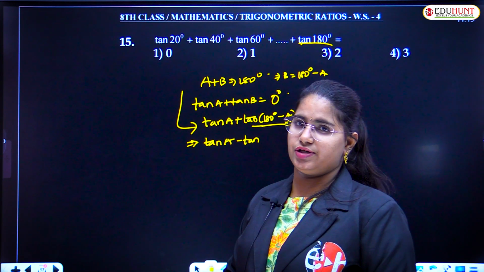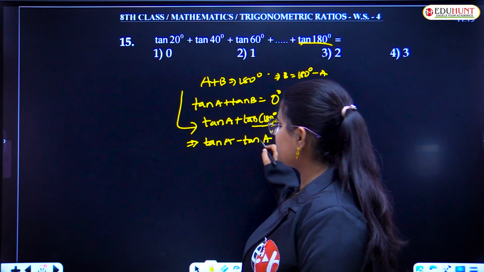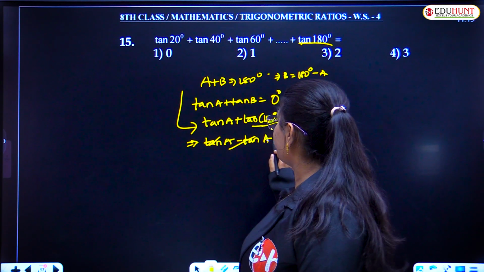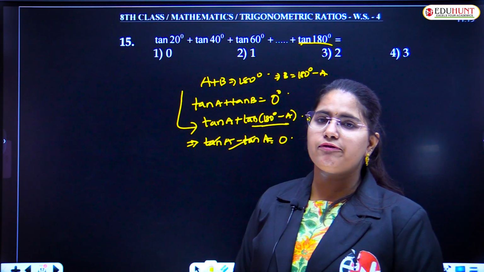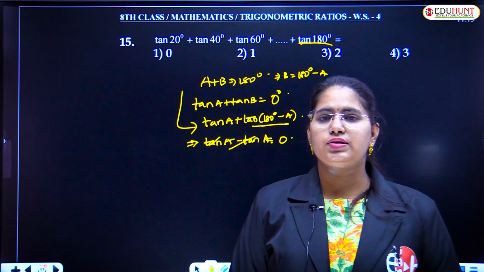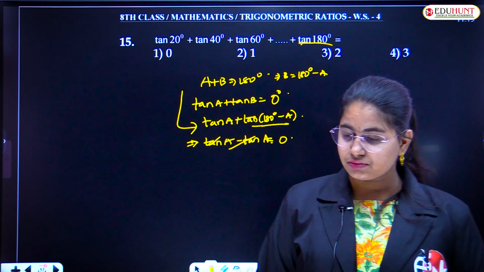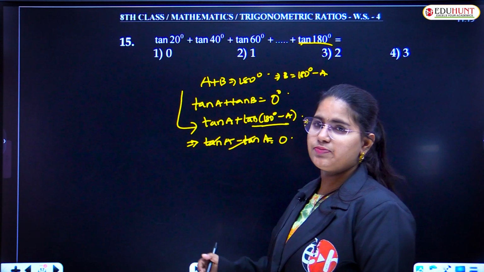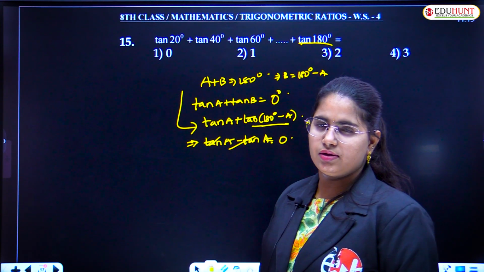The function does not change, correct? So tan(180 minus A) is tan A. Cancel off, you will be getting 0. Right? So whenever you have two angles that are supplementary, we have the result tan A plus tan B is equal to 0. Correct? So as per that result, let's try to solve this question by using this result.